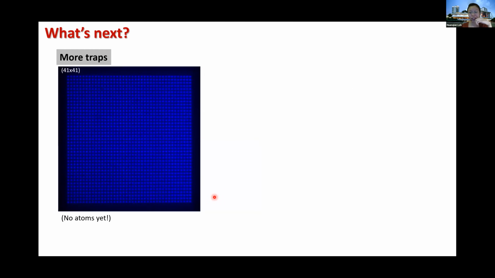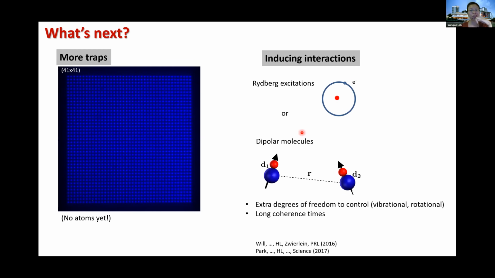Okay, so very briefly, what's next? Well, we want to go from 8 to more traps. So here's a picture of, for instance, 41 by 41 traps, although there are no atoms yet loaded in these tweezers. And also, of course, we want to induce interactions. There are 2 ways to do that. First, by either exciting to a Rydberg state, or by forming ground state ultra-cold dipolar molecules.